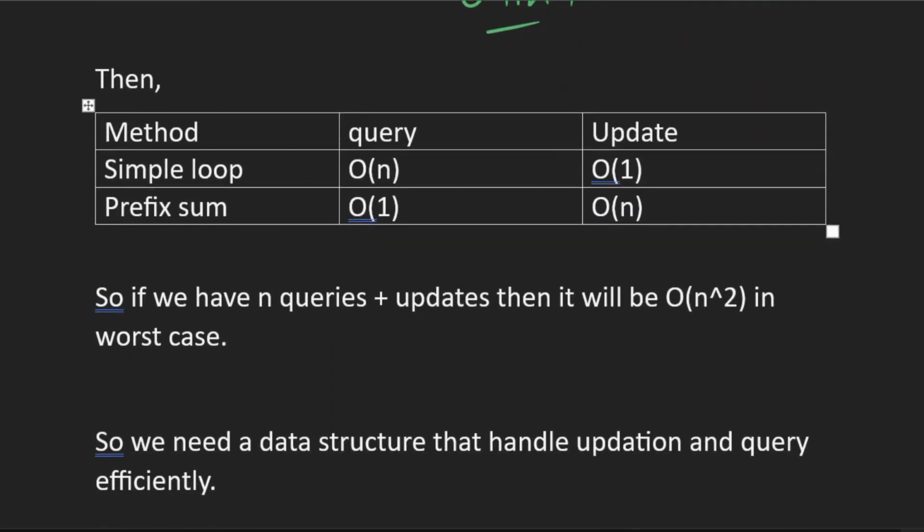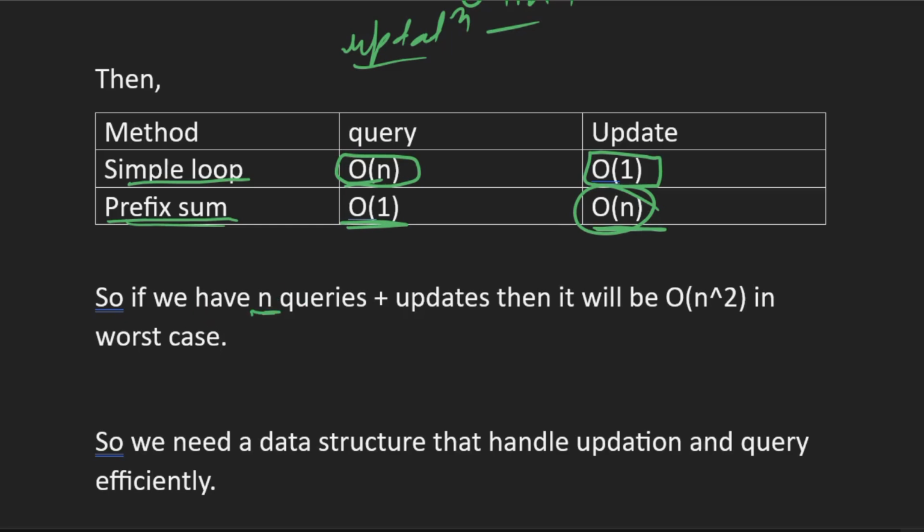If updation takes place in between, then if you use the simple loop method, every query will take big O of n time and updation is done in big O of one time. But if you take prefix sum, then query will take big O of one time but updation takes big O of n time. So if queries plus updates total n, then in the worst case the time complexity will be big O of n square, if we follow either the simple loop method or the prefix sum method. So we have to optimize this time complexity.